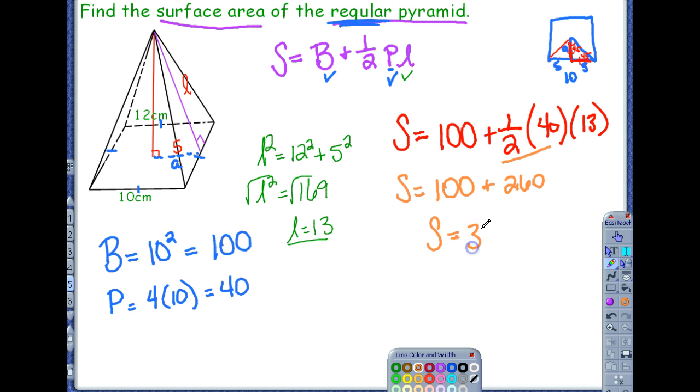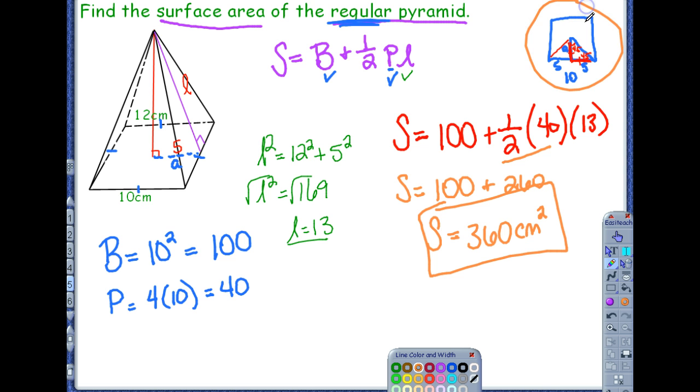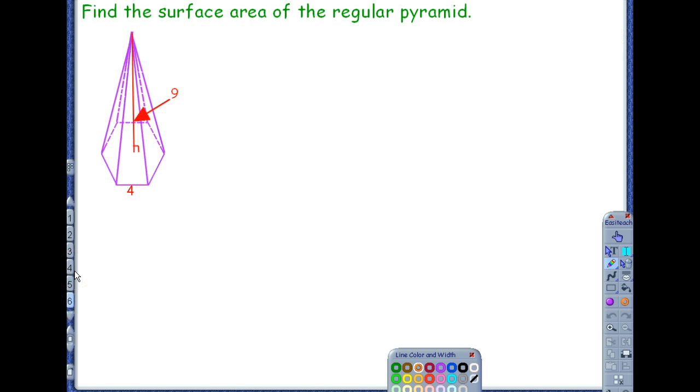So the surface area total is 360 square centimeters. Now, guys, while she's finishing it up, I want a word of advice. Don't feel like you have to draw the whole entire pyramid. Draw just the base. Because remember, the base area and perimeter of the base all involve the base. And we even had to use the apothem to find the slant height in this. So drawing just the base could be a good visual for you.